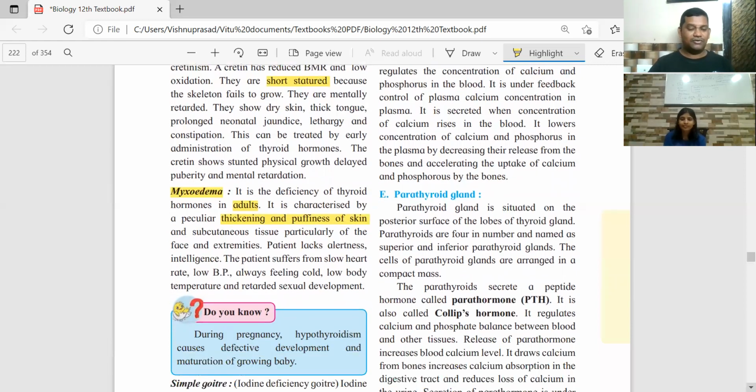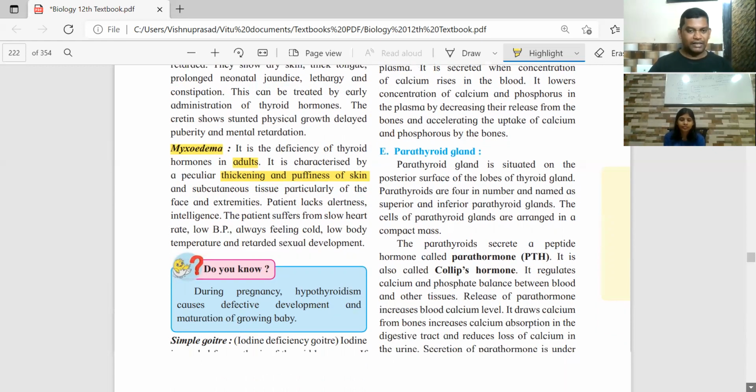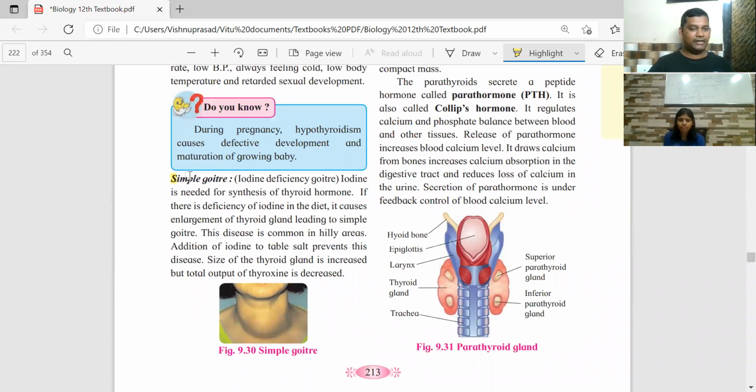Understood about hyper and hypothyroidism properly? Yes. There is one more condition over here, called simple goiter. A few minutes back, what we saw was exophthalmic goiter. It was because of hypersecretion of thyroxine hormone. This one is simple goiter. This is due to deficiency of iodine in the diet.